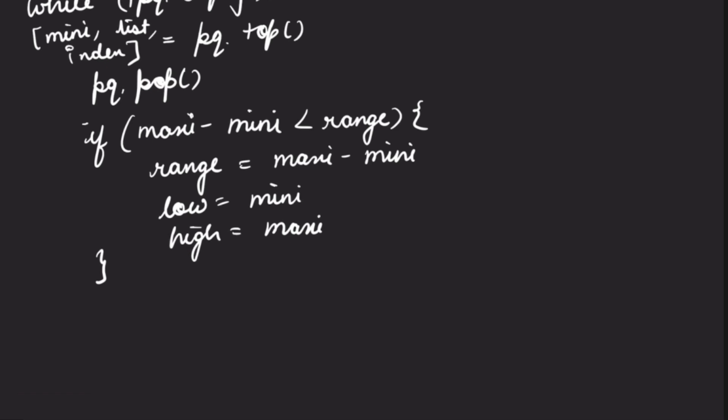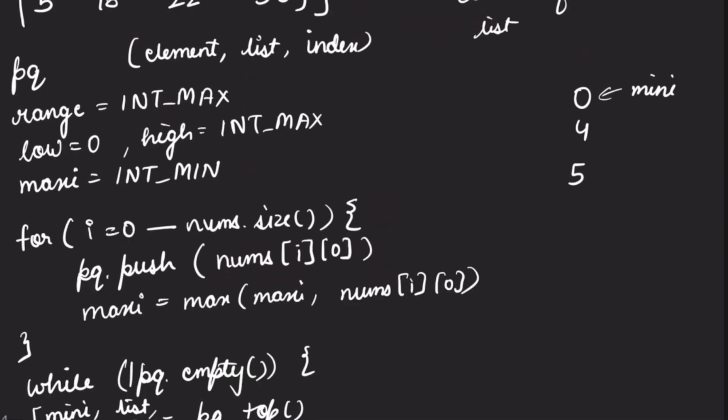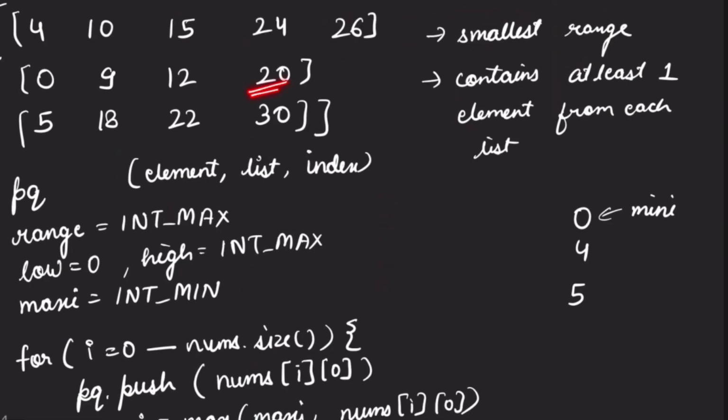So now we need to insert the next element. Now let us suppose that your minimum element was this 20. There is no element next to it. It is the last element of this array. So you don't have anything to insert here, so we will stop here. Why are we stopping here? Because since we do not have any element after 20, we cannot proceed further. If we proceed further, there won't be any element present from array 1. But in our case, we wanted at least one element from all of the lists.